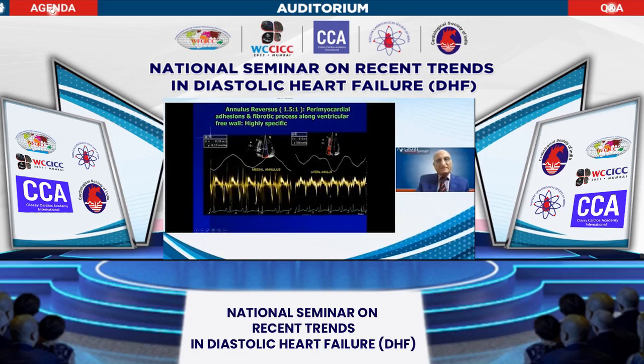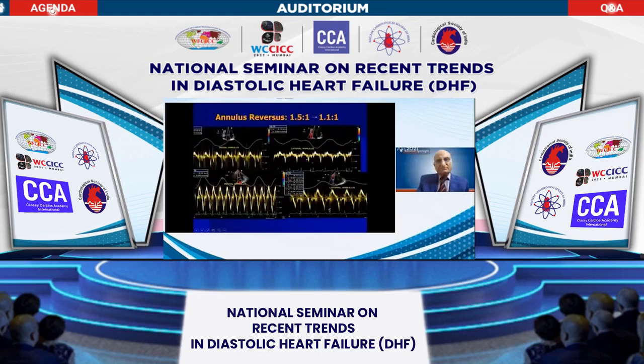So one important sign is if the annulus reverses. That means there is a reversal of the annular velocities. Here the medial velocity increases and the lateral decreases. So this is known as annulus reversus. Here it is 18 and here it is 12. So this is again a highly specific sign of a constrictive pericarditis, shown very nicely in both the lateral and the medial annulus. And in the same patient, once they undergo surgery, you see the annulus reversus significantly decreases because of the relief of constriction.